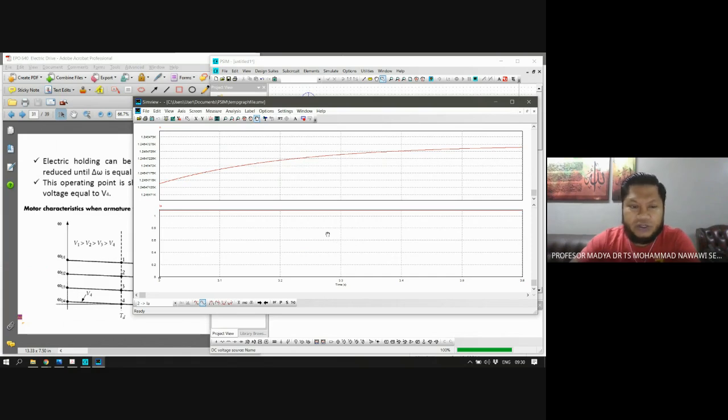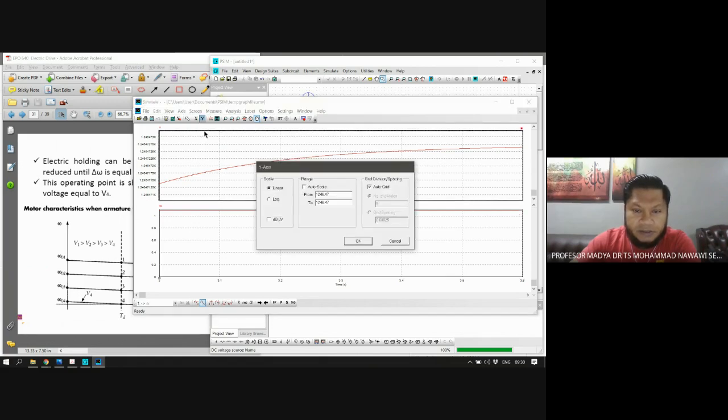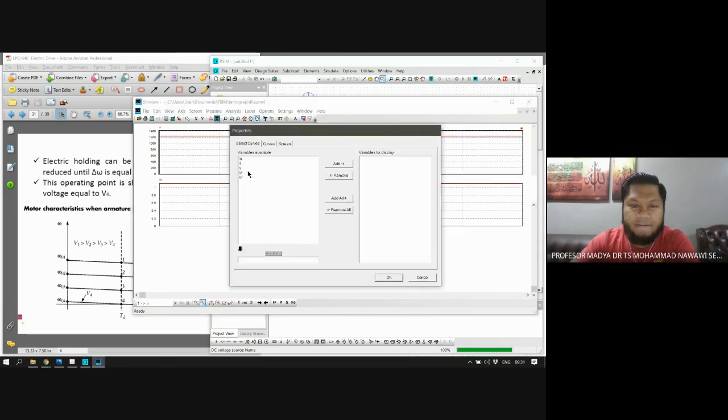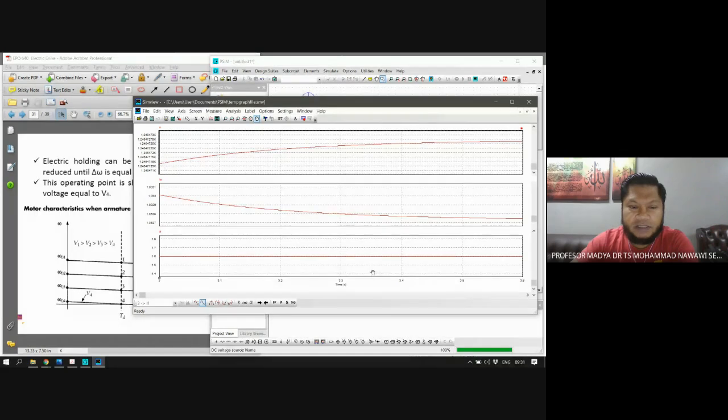Okay, so the current is actually, and I can change the speed again from 0 to 1400. The armature current is about 1 point something, and I also can look into the IF. IF, it is 1.6, isn't it?